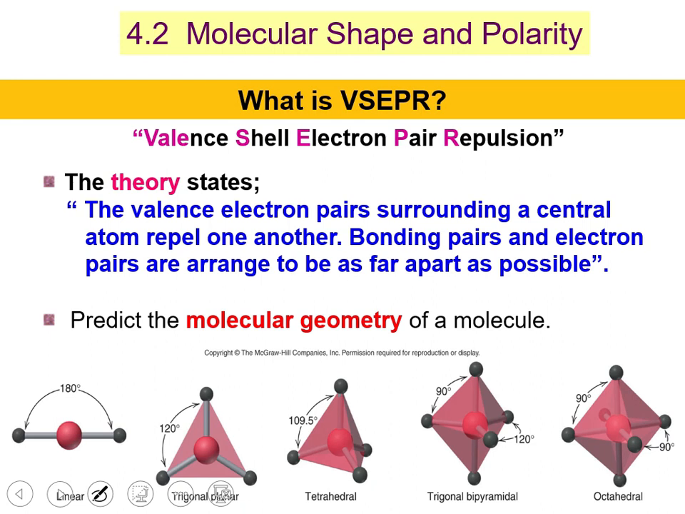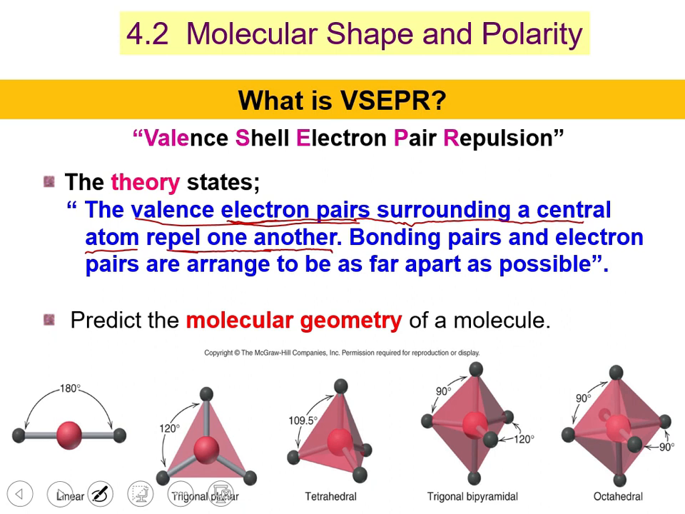Okay, in a covalent molecule, there is a theory that we call VSEPR. What is VSEPR? VSEPR is an abbreviation of valence shell electron pair repulsion, which states that the valence electron pairs, or just electron pairs, around the central atom will repel one another.